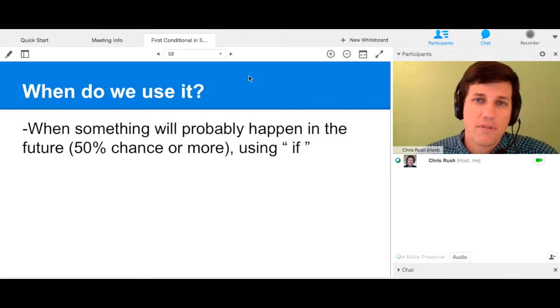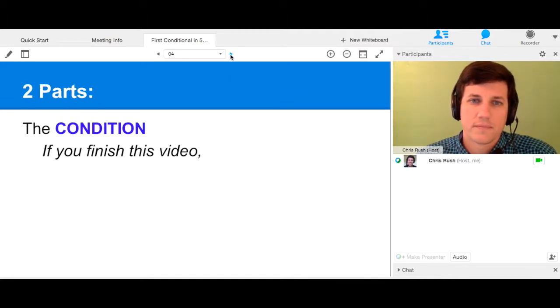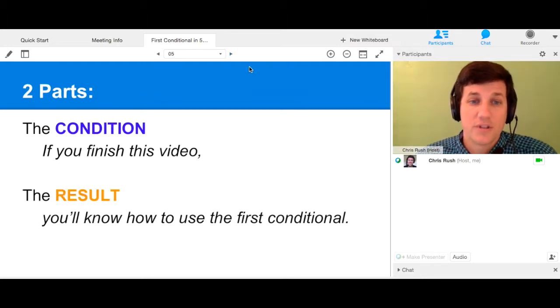The example that we're going to continually refer to in this video is this. If you finish this video, you'll know how to use the first conditional. Okay, so we're going to break this down a little bit by talking about the parts of the first conditional. First we have the condition, and the condition in our example sentence is if you finish this video. We also have the result, and the result is you'll know how to use the first conditional.